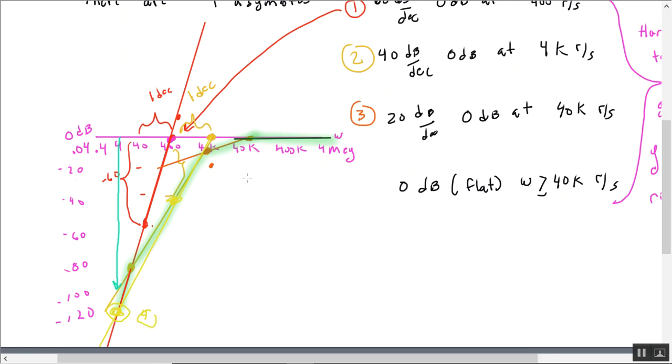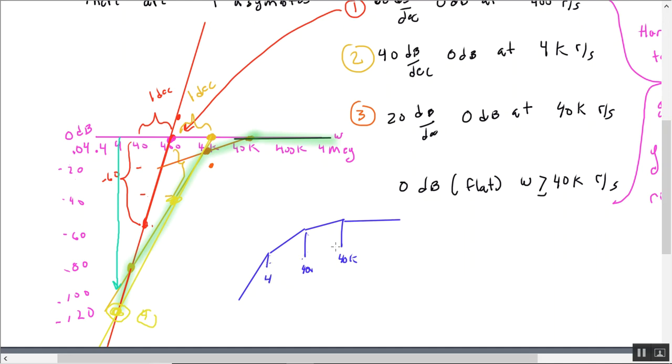Okay, so the problem is I've got this y-axis, but I didn't really know how far to extend it. So here's the thing, what do I really need to see? Well, there's a place where I've got 60, then 40, then 20, and then flat. This happens at 40K. That was, I believe, 400, and this one was 4.